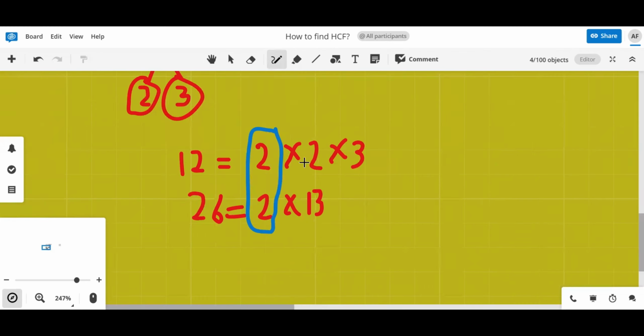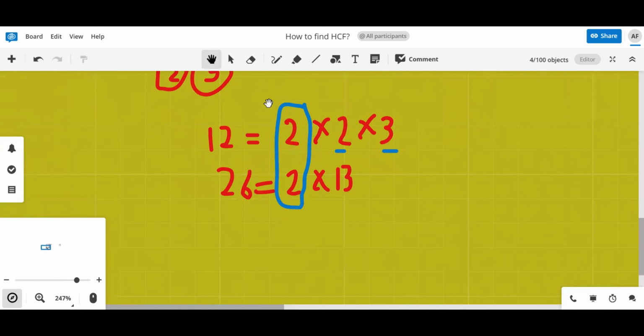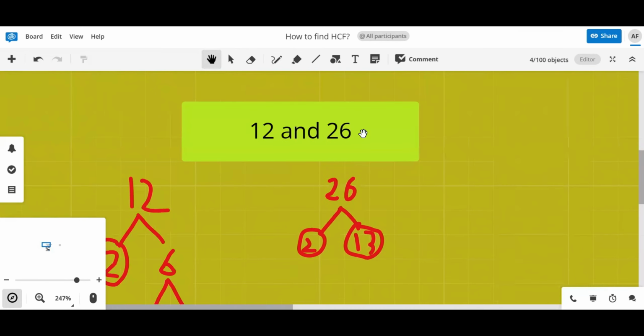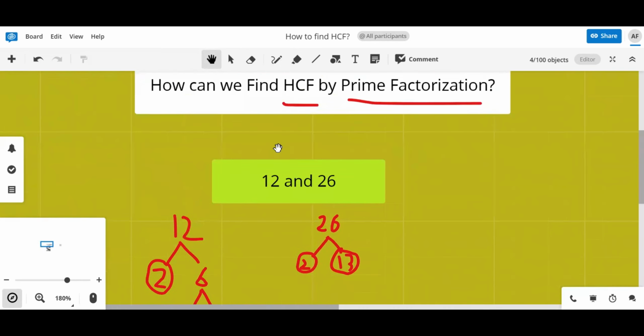Next we have 13. 13 is not a common number, because we just have it in 26. Next 2 and next 3, these numbers are not common. So what will be the HCF? HCF of 12 and 26 equals 2. 2 is the highest common factor of 12 and 26.